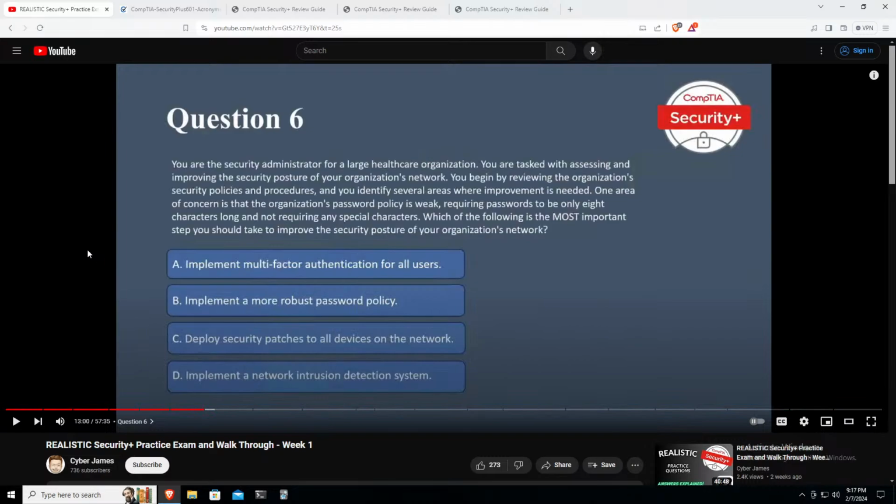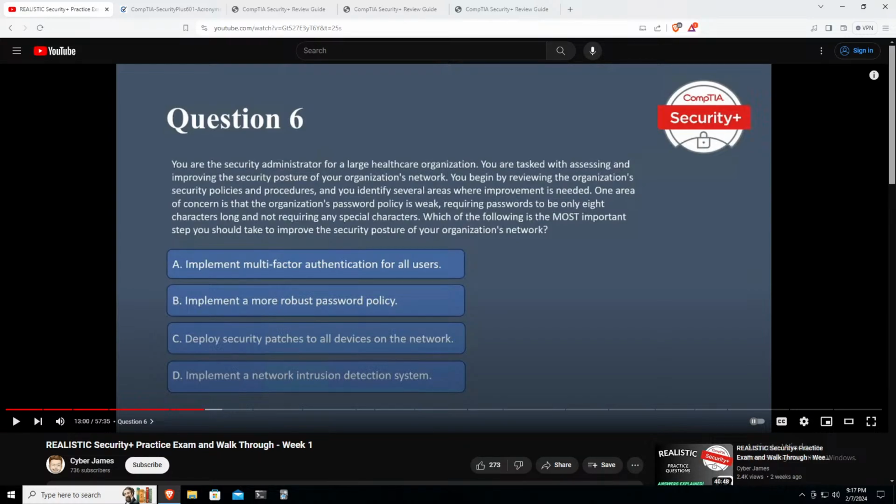Okay. You are a security admin for a large healthcare organization. So you have to know HIPAA, right? The Health Insurance Portability and Accountability Act, the privacy and portability act. You are tasked with assessing and improving the security posture of your organization's network.